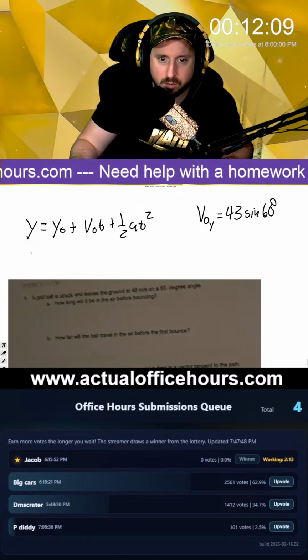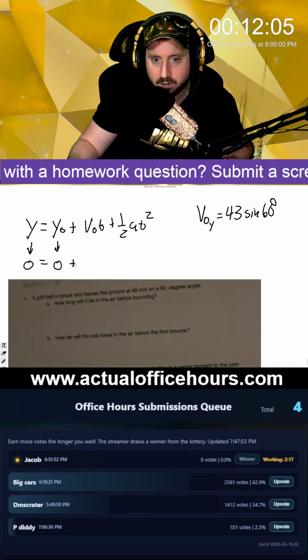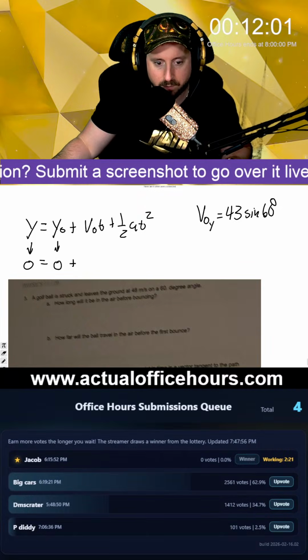Cool. So then this is 0 equals, this is 0, and then this is plus 43 sine of 60 degrees, which I should have in a calculator somewhere.